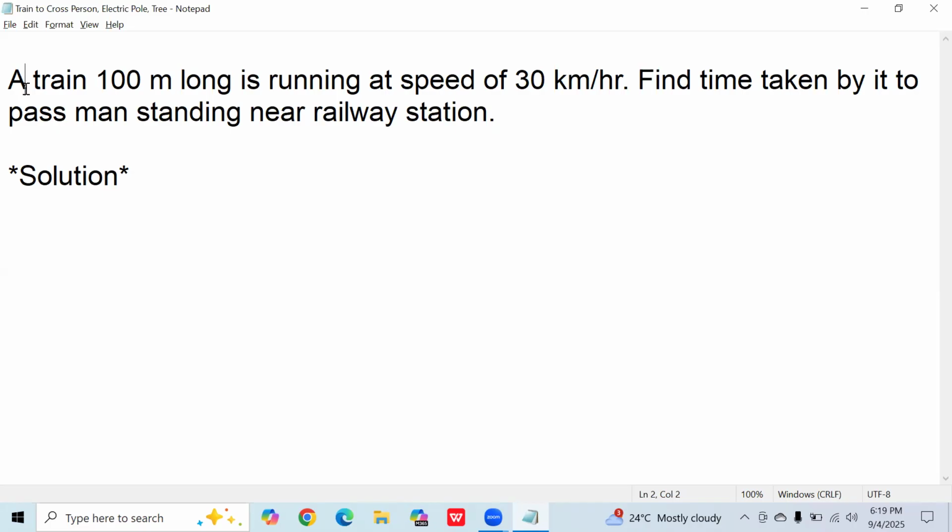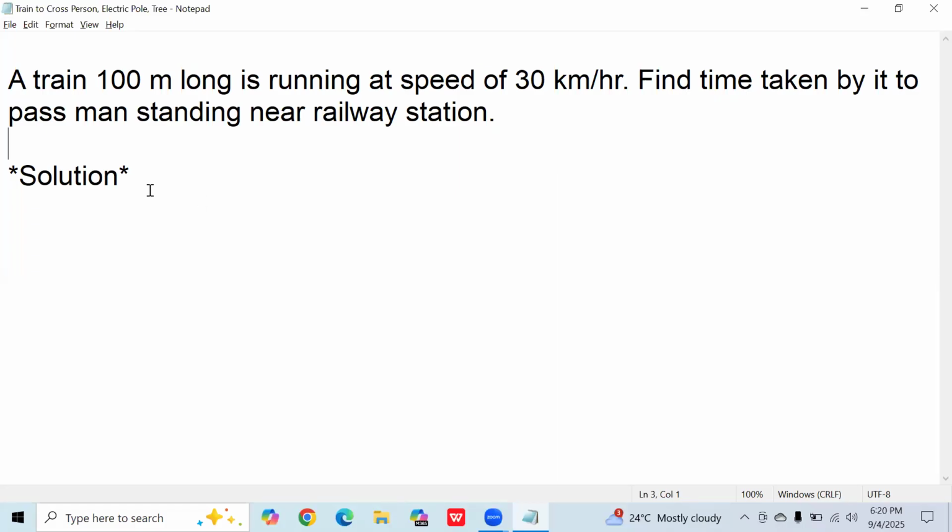Today we are going to solve problems on trains. In trains, specifically, the time required by a train to cross a person or tree or any electric pole. So let's read the problem. A train 100-meter long is running at a speed of 30 km per hour. Find the time taken by it to pass a man standing near the railway station. So let's try to look at this question.